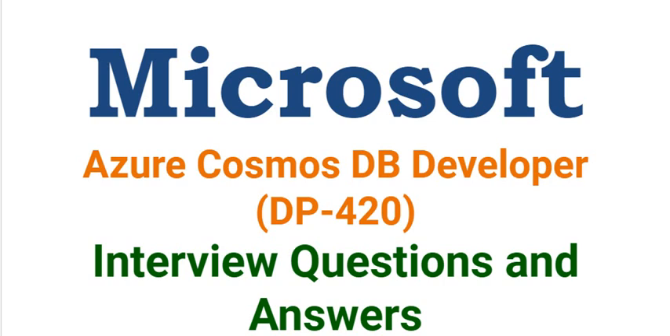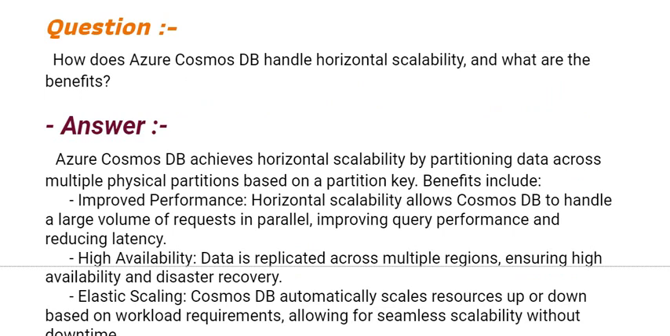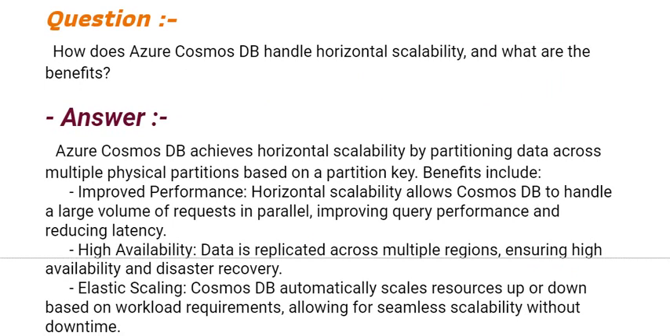Do share please. The question is, how does Azure Cosmos DB handle horizontal scalability and what are the benefits? Your answer should be, Azure Cosmos DB handles horizontal scalability by partitioning data across multiple physical partitions based on partition key. Benefits include, the first one is improved performance. Horizontal scalability allows Cosmos DB to handle a large volume of requests in parallel, improving query performance and reducing latency.